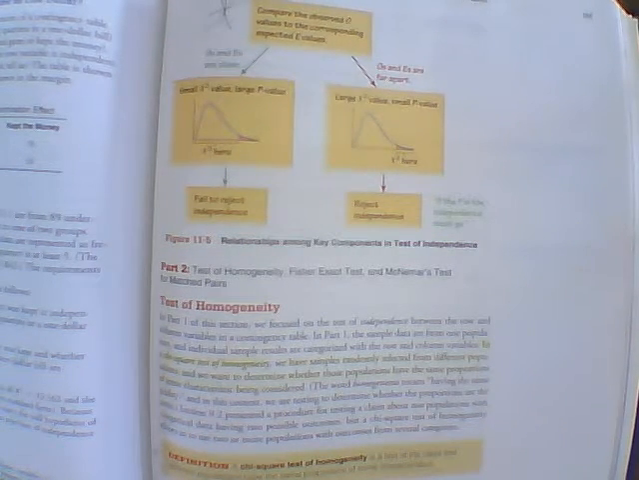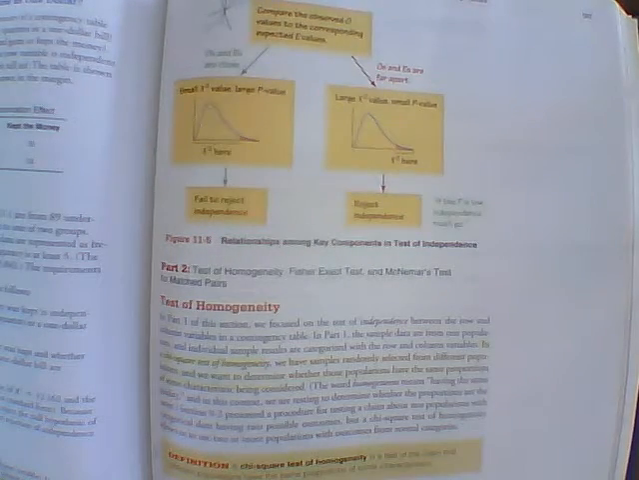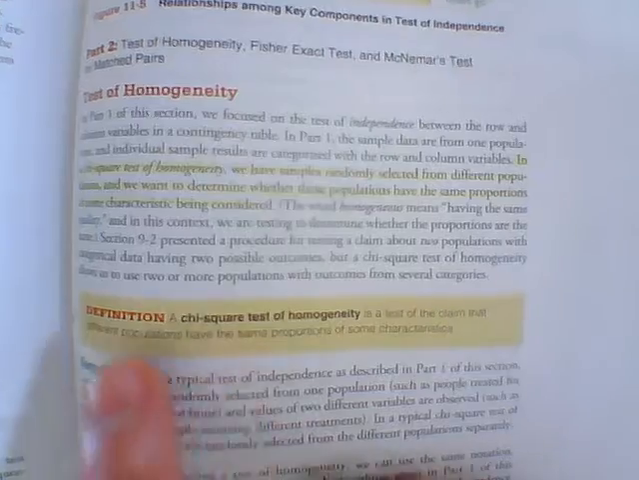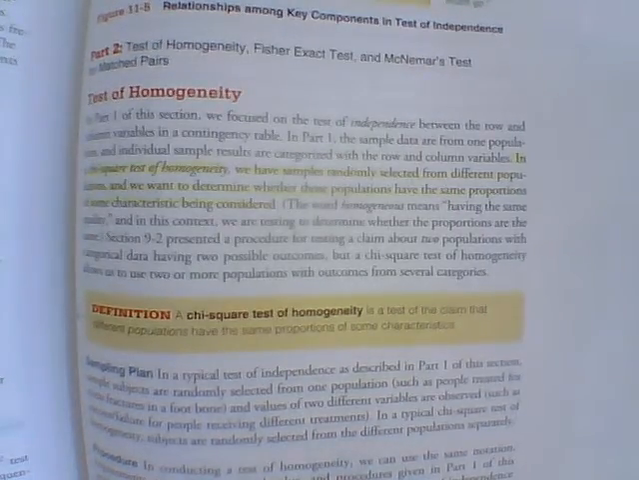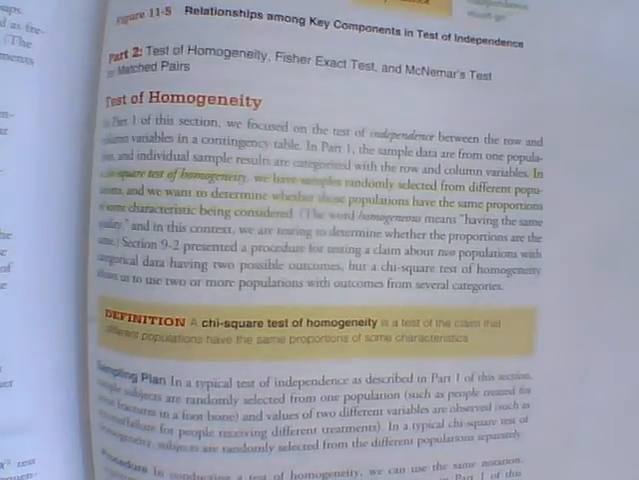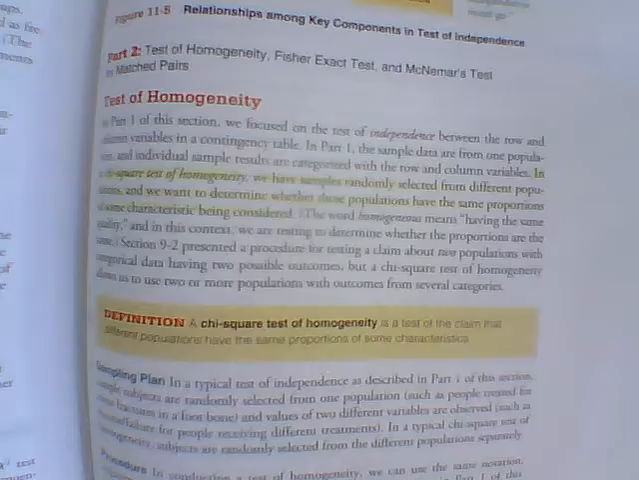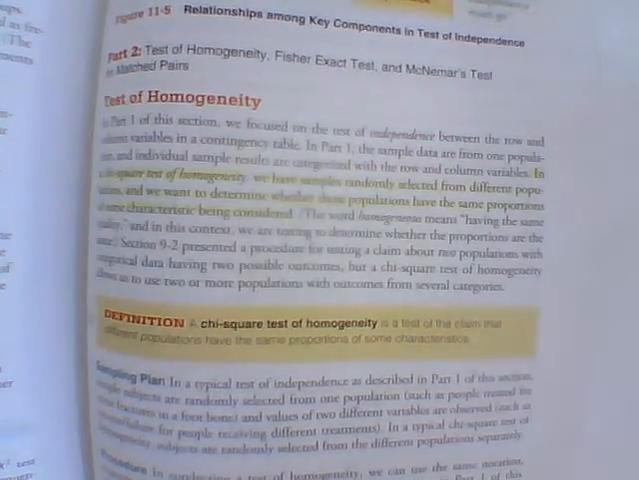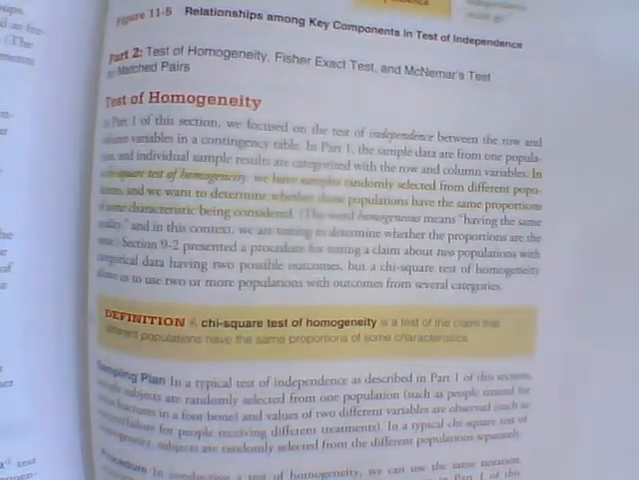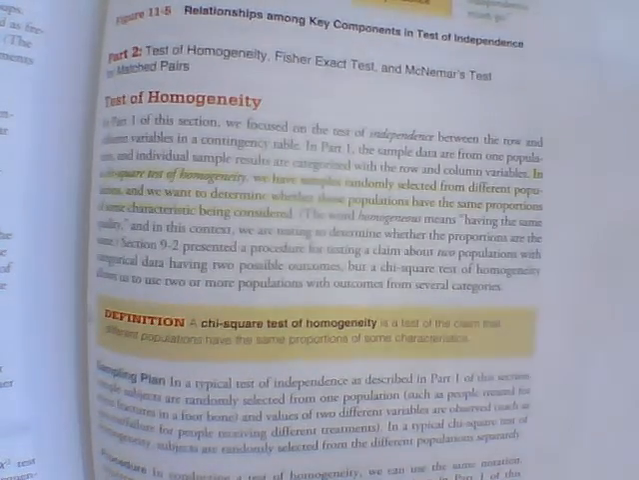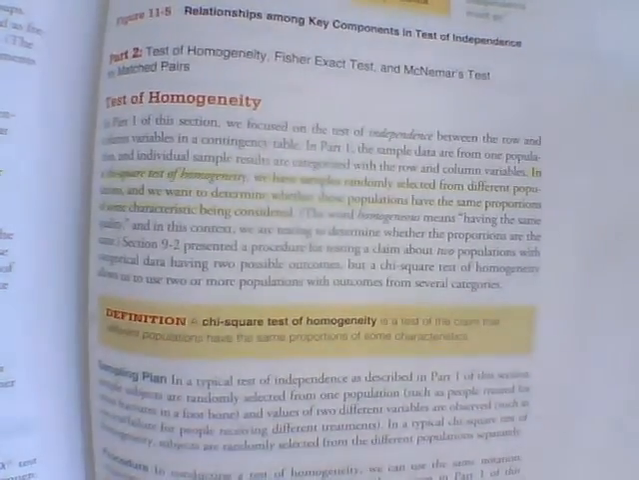We talk about the test for homogeneity. In the chi-square test of homogeneity, we have samples randomly selected from different populations, and we want to determine whether those populations have the same proportions of some characteristic being considered. So it is a test of a claim that different populations have the same proportions of some characteristic. This could be comparing different ethnic races on different diseases, whether it's a gender or ethnic related disease, or if it is an overall disease that could influence anybody. Kind of like now with our coronavirus, COVID-19, we have no specified characteristic for a different population that's affecting everybody equally.